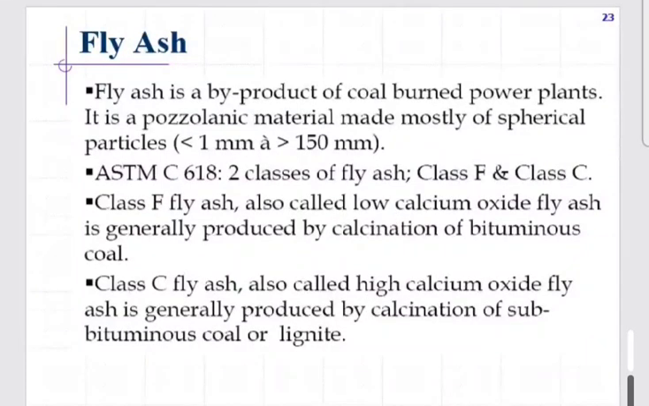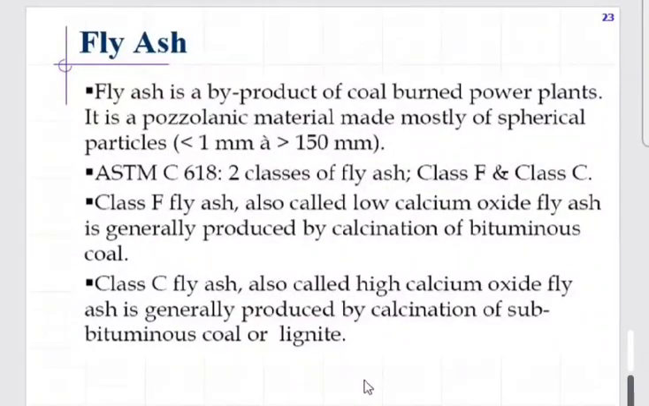Are we clear, beta ji? Yes, sir. So two kinds of ashes are there. One ash is flying in the air with the fumes, and one ash is left out from the burning of coal. So the flying one is called fly ash. However, the leftover after the burning of the coal is called coal ash. Clear? Are we clear, ji?